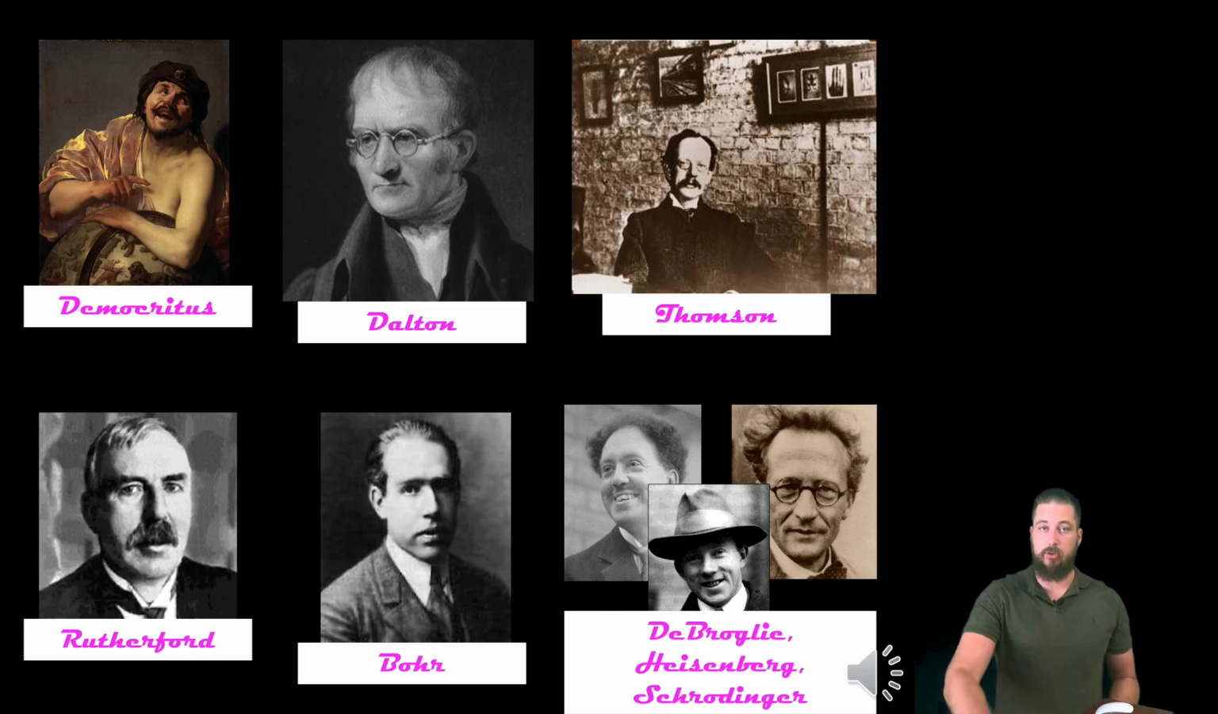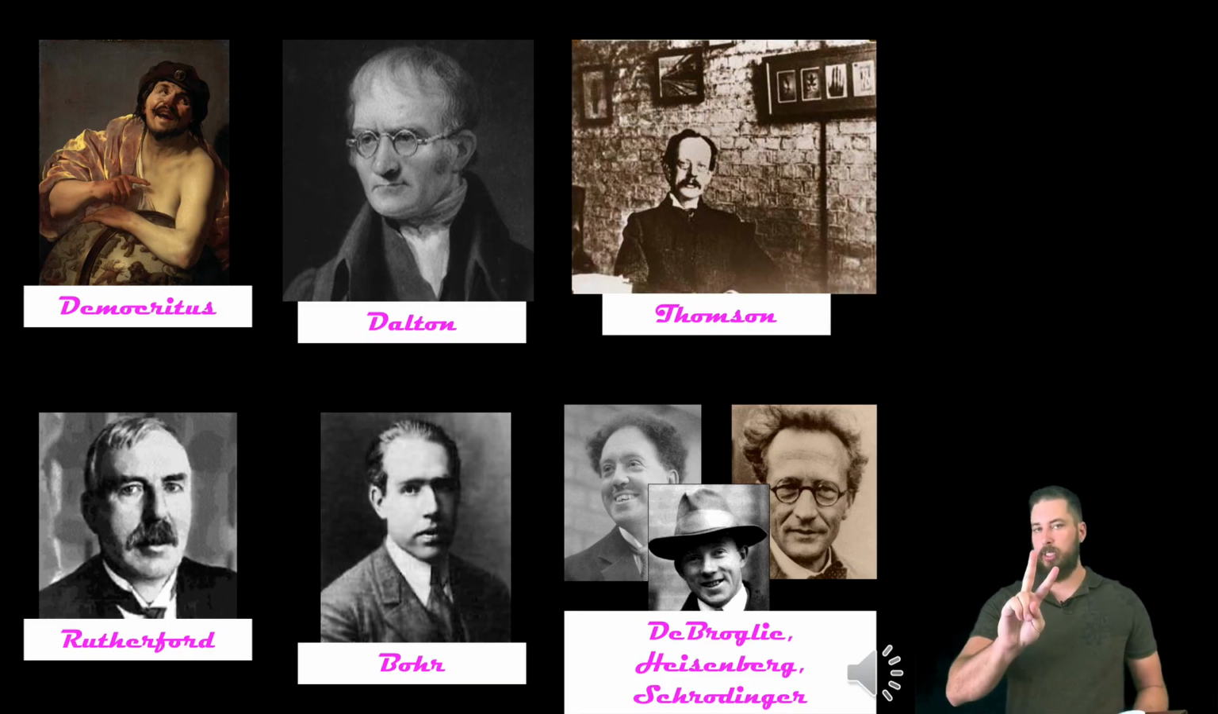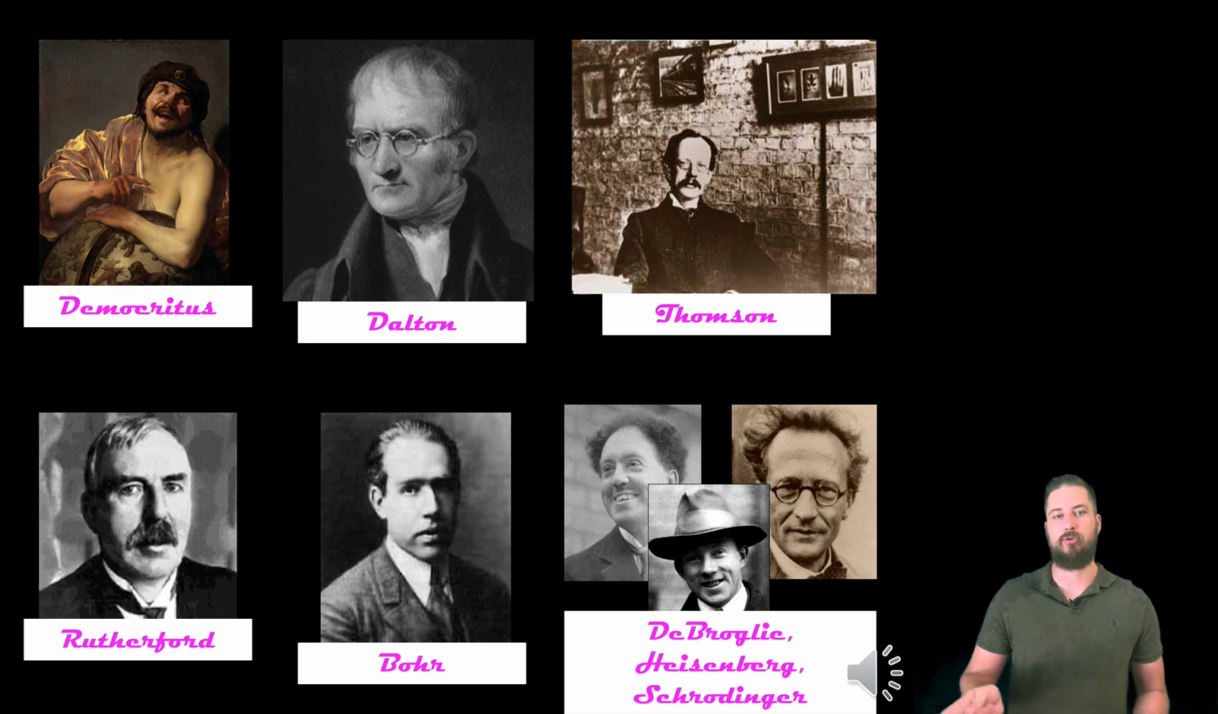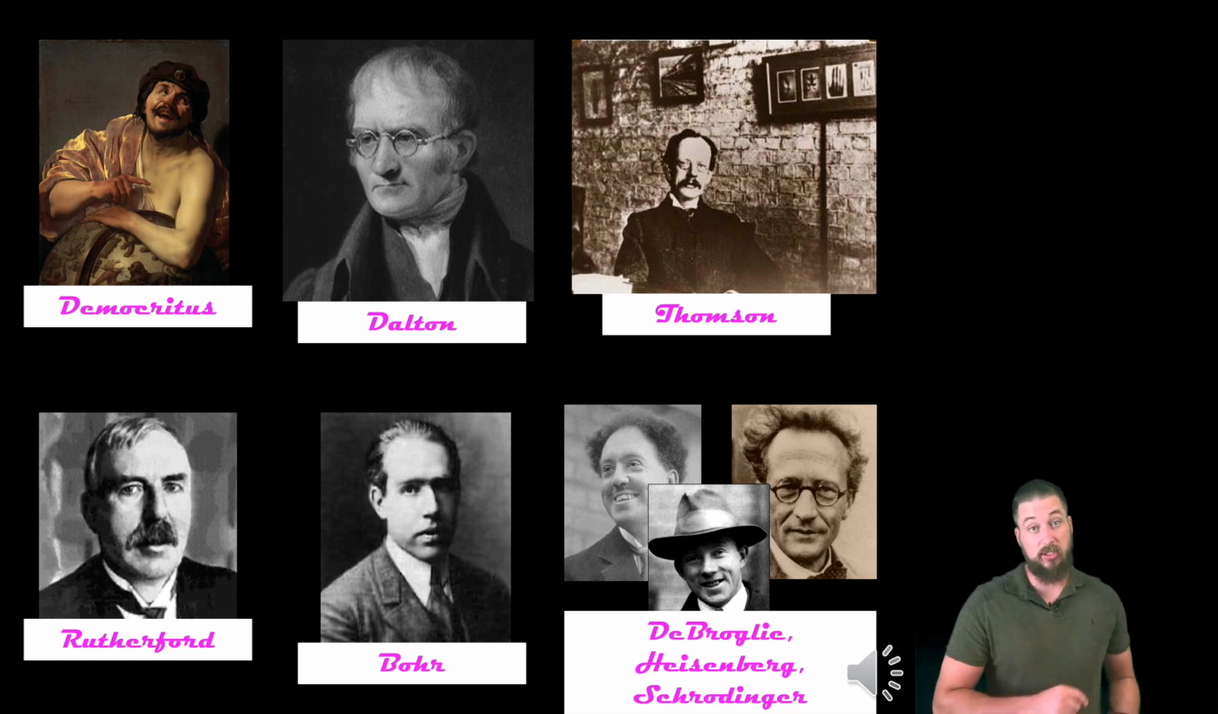We have Democritus, who came with the idea that if you continually divide something in half, you'll get to a point where you can't divide it anymore, and he came up with the term atom. Dalton came up with his 4 postulates. 2 of them are incorrect. One of them was that atoms are indivisible, which we learned that they are divisible when Thomson discovered the electron. And the second incorrect thing is that all atoms are identical, which we will learn why that's false in a future video. J.J. Thomson discovered that the atom contains negative particles that we call electrons.